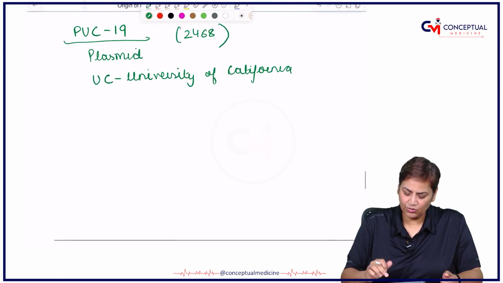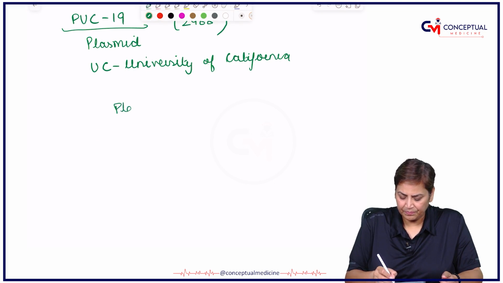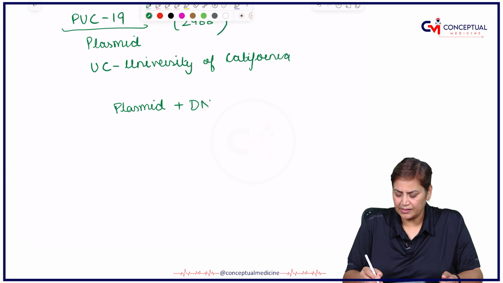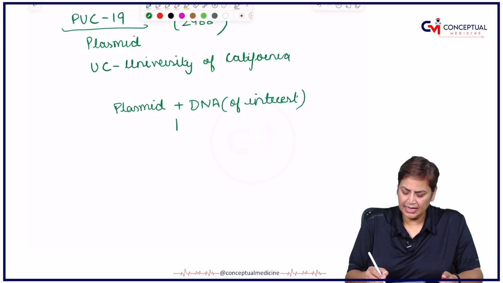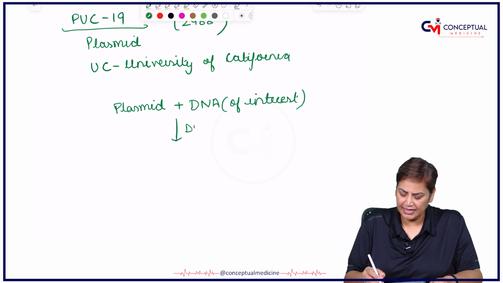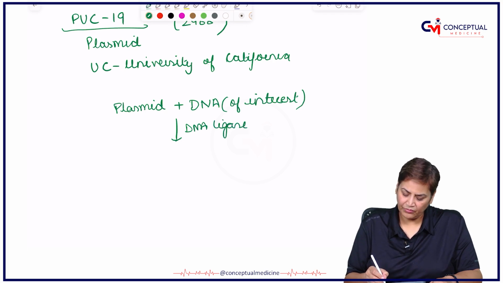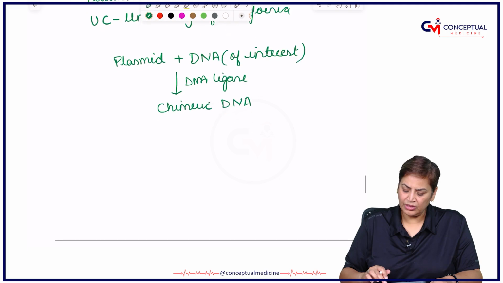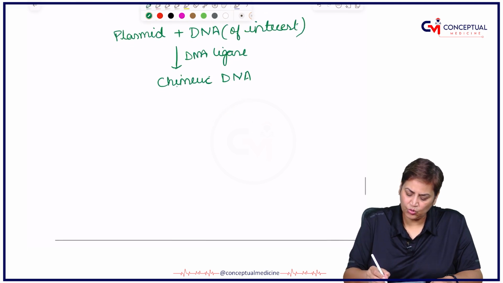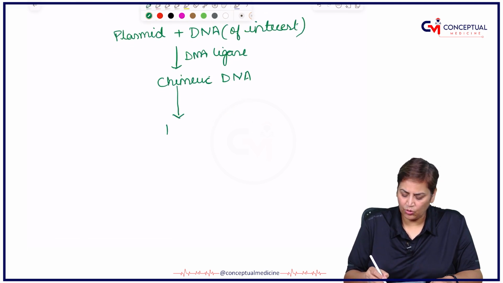And when they are fixed, you can say plasmid plus DNA of interest are ligated by DNA ligase. And what we get is a chimeric DNA. Okay, now this chimeric DNA has to enter into the host cells.